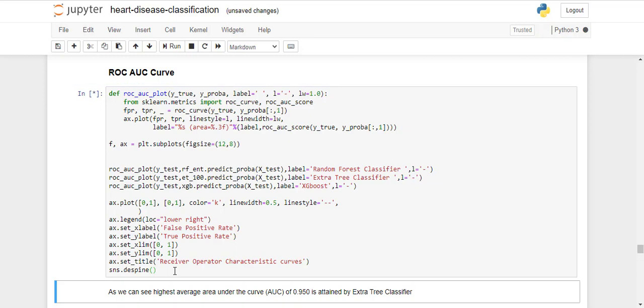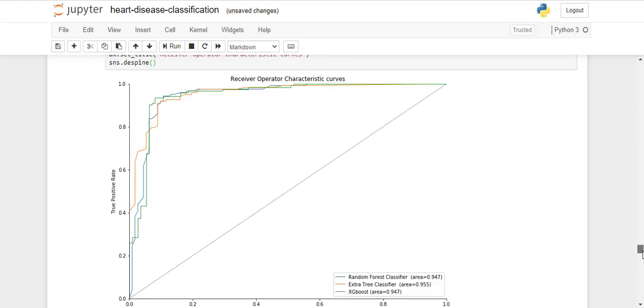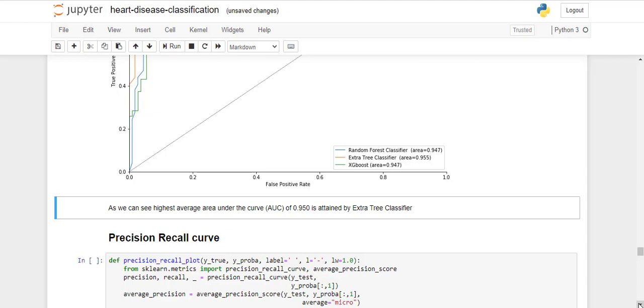So as we can see, our extra tree classifier performs really well, 0.95 in comparison to random forest and XGBoost. Both have 0.947, but extra tree has done a pretty good job. Okay, so it is more generalized in comparison to both these two algorithms.